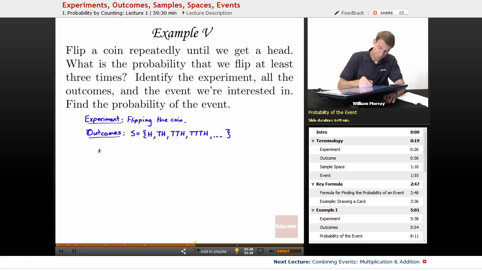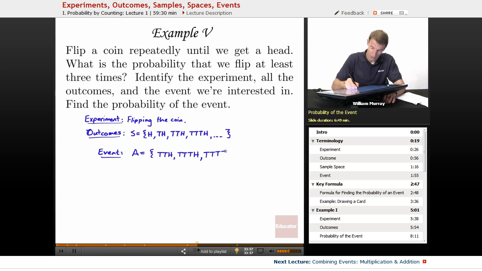The event that we're looking for is that we have at least 3 flips. So that's A is the set. A single flip getting us a head wouldn't qualify. A tail and a head would not qualify. It would be tail, tail, head. That would be 3 flips. Tail, tail, tail, head. That would be more than 3 flips. Tail, tail, tail, tail, head. That would be more than 3 flips. So it's anything that has 3 flips or more. So we want to identify the probability of that event.